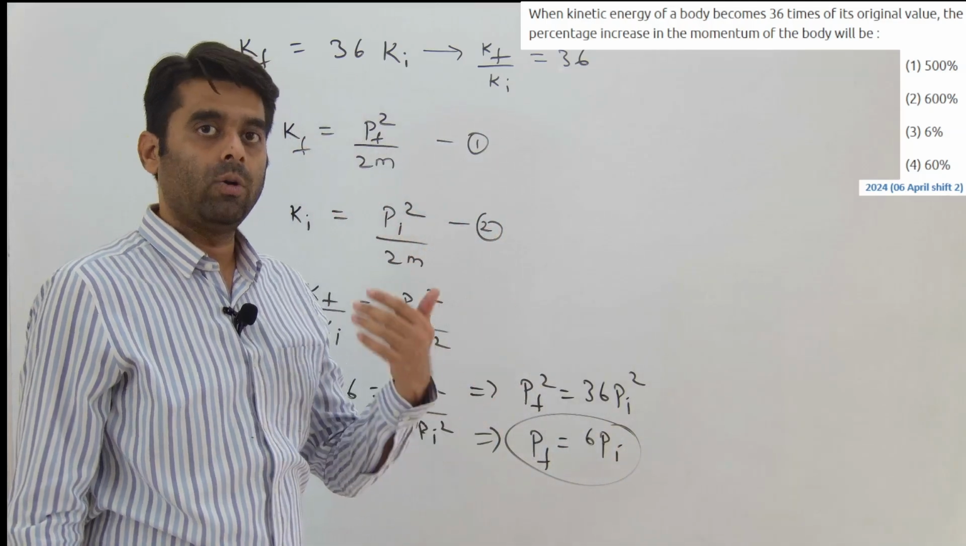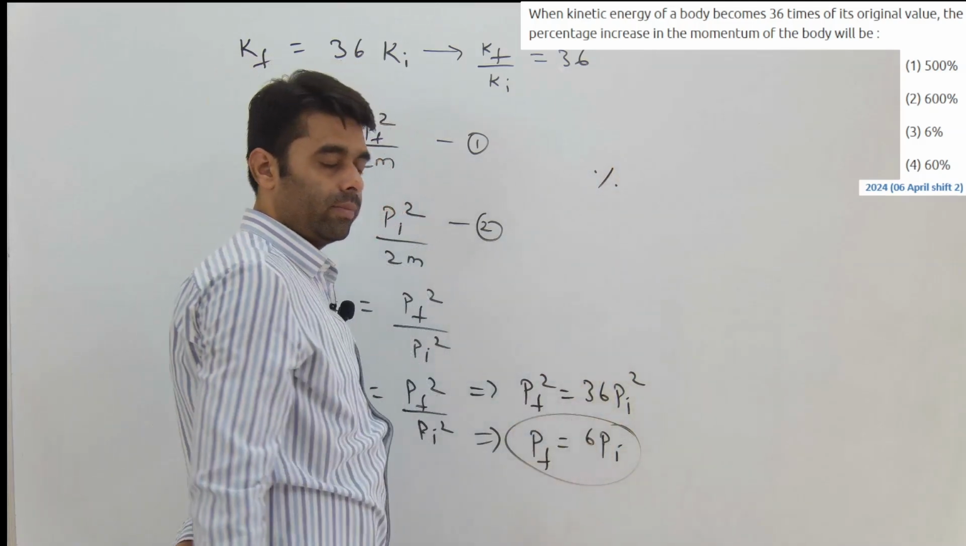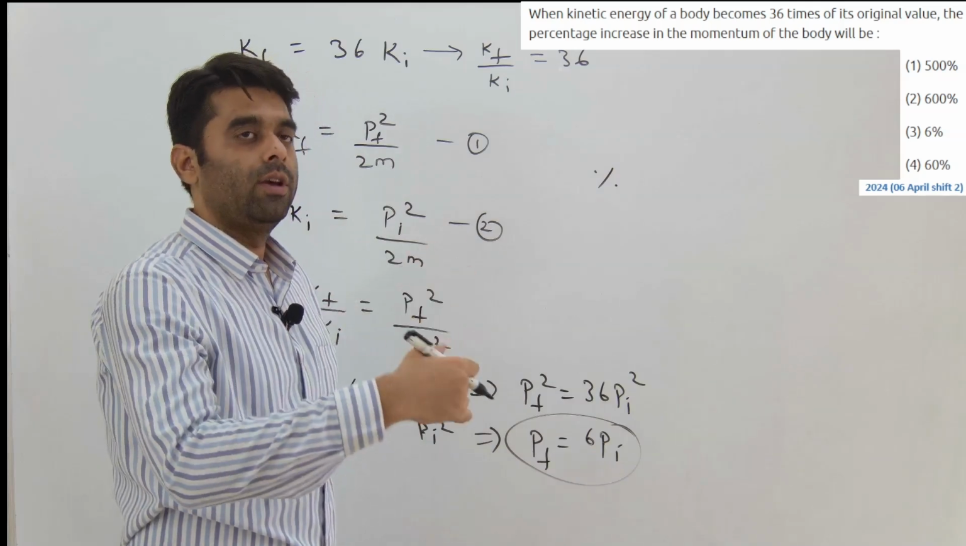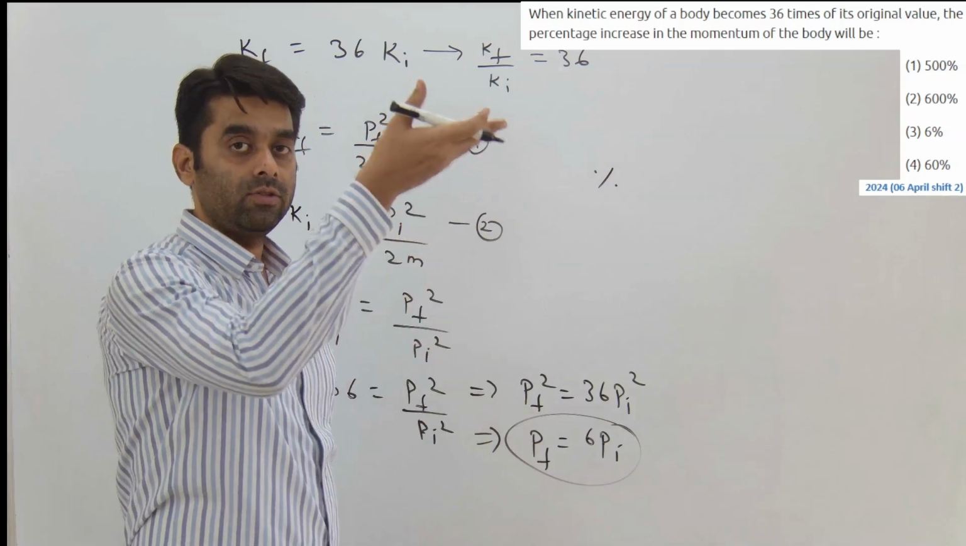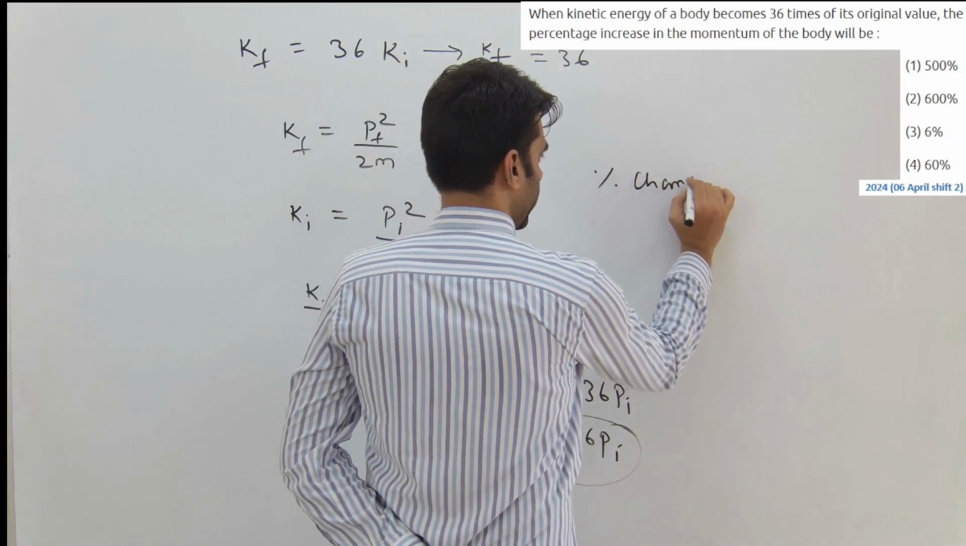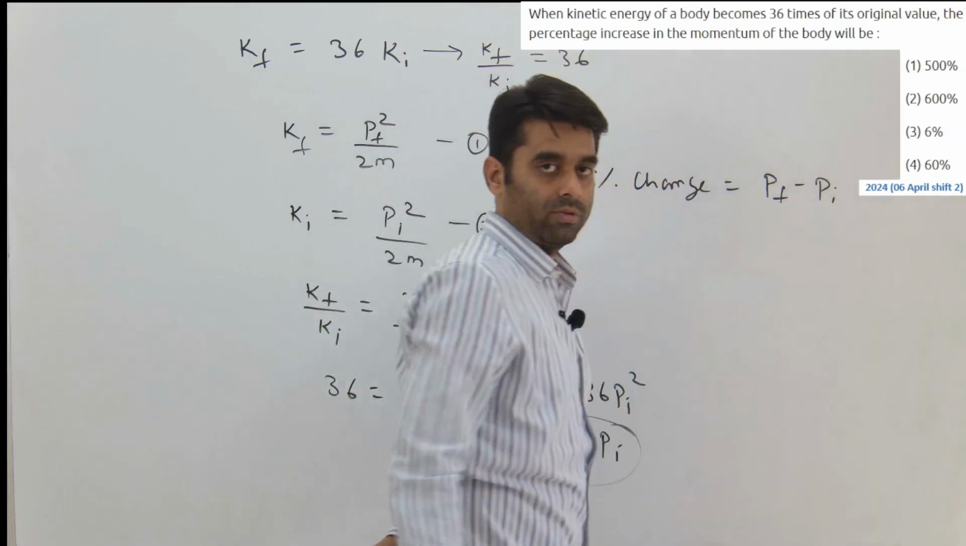Now we have to find the percentage change. Obviously, as you can see, the momentum is increasing, it's becoming 6 times. So it will be final minus initial, and there is a percentage increase. So the percentage change, we can write as P final minus P initial. I hope it's visible to you here.